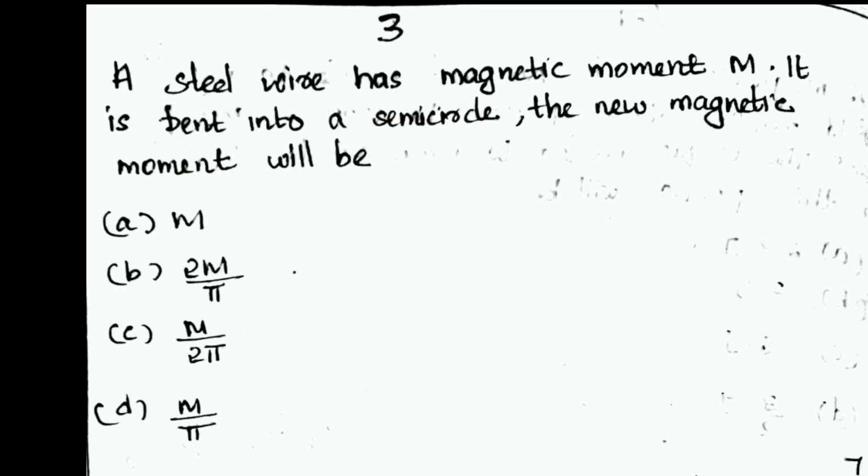Moving to the third question of bar magnet. A steel wire has magnetic moment M. It is bent into a semicircle. The new magnetic moment will be: A, M; B, 2M by pi; C, M by 2 pi; D, M by pi. Here it is given that a steel wire, having length L, is bent to form a semicircle. The magnetic moment M is given and the new magnetic moment is asked.